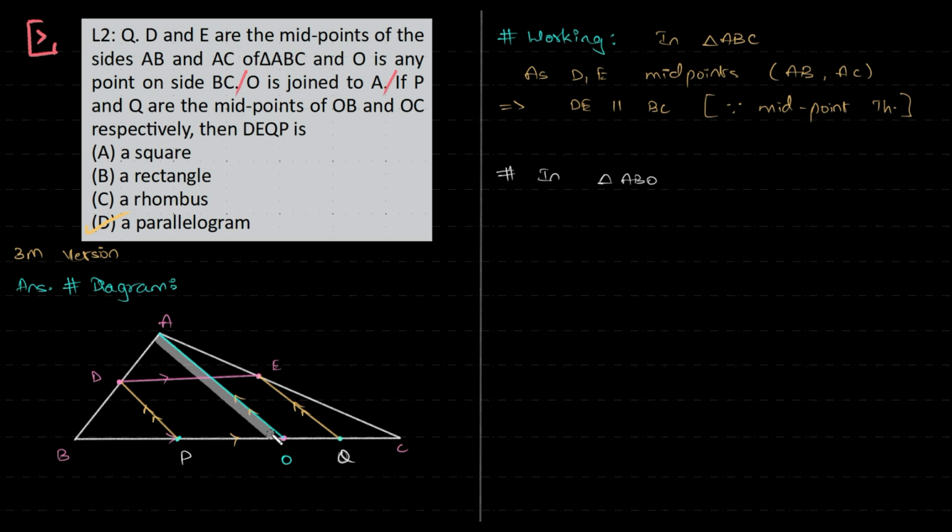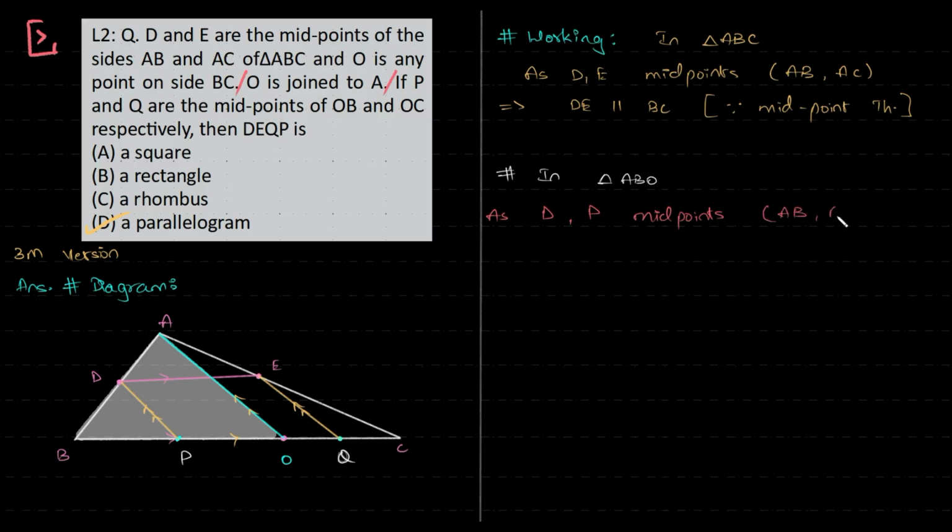We have DP being parallel to EQ. For that we have to consider the following scenario. Something like this. So what is it that we're looking at? Triangle ABO. Here what do we have? We have D and P as midpoints of AB and BO. So what do we have? We have DP being parallel to AO.